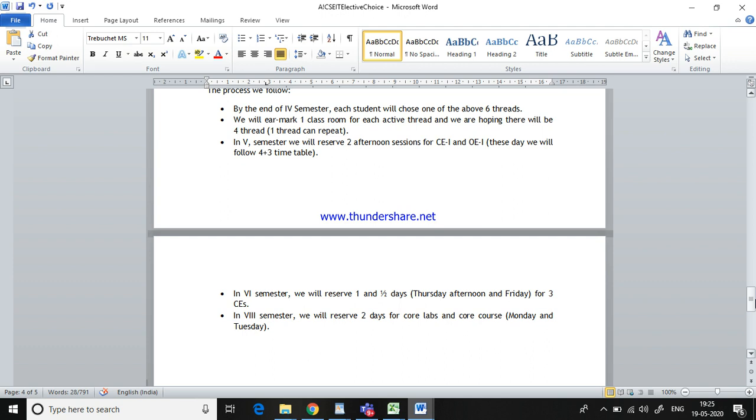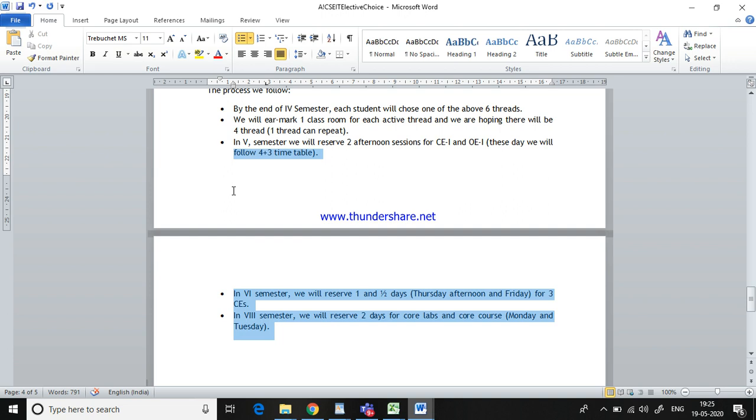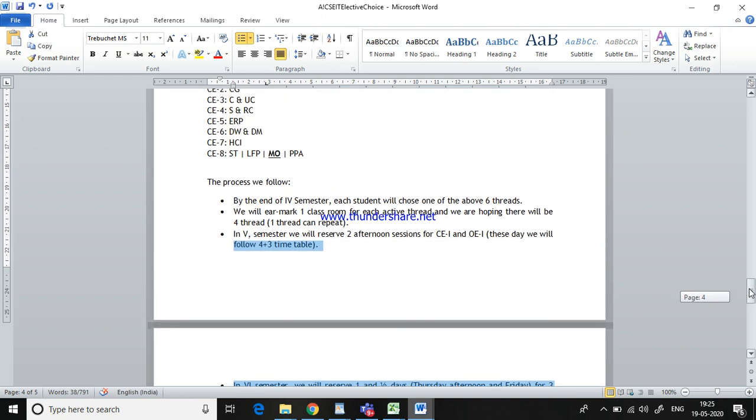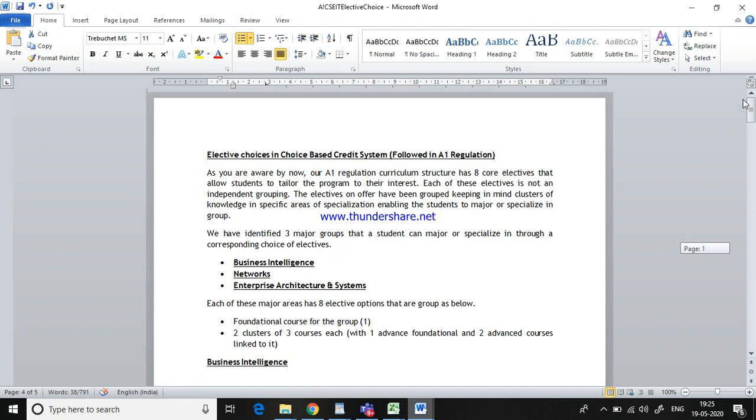So these are some of the regulations. By the end of the 4th semester, the student will choose one of these threads. One classroom for one active thread is chosen, and it cannot exceed this number of threads. These are some of the allotments of the classrooms and how these electives go on. So this is about your core electives.